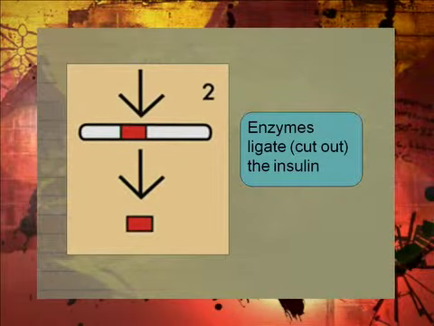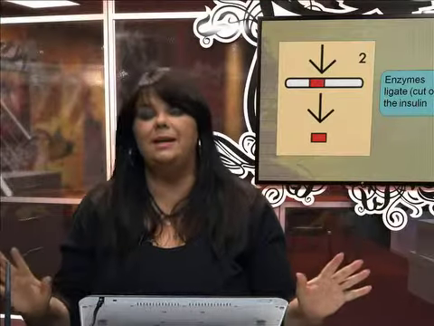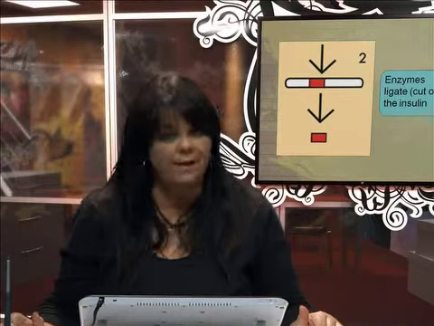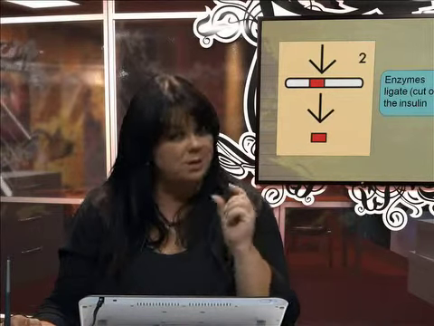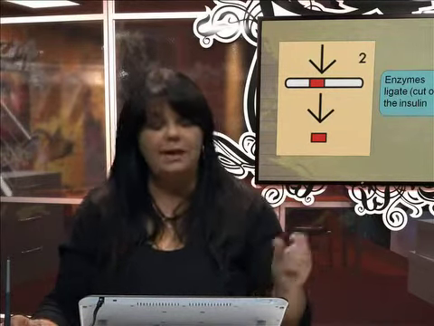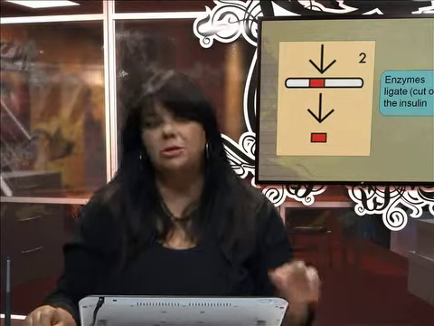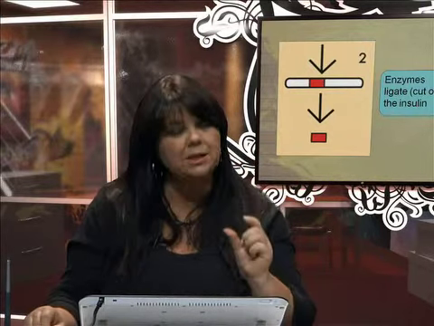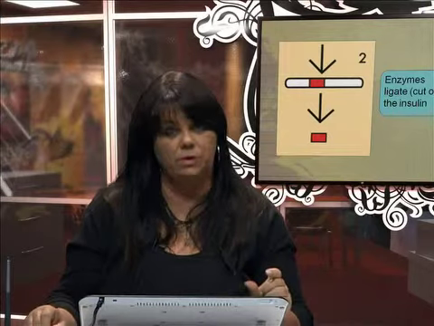We first of all are going to take that chromosome and we're going to cut out the insulin gene. We call that to ligate the gene. Ligate means to cut it out of its original chromosome. We're not interested in the hundreds of other genes that are on that chromosome. We're only interested in the insulin gene. And so we can use enzymes to ligate just that particular gene out of the chromosome.